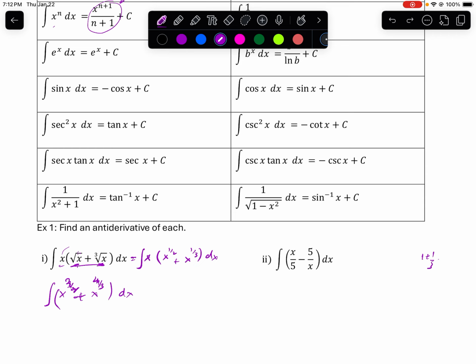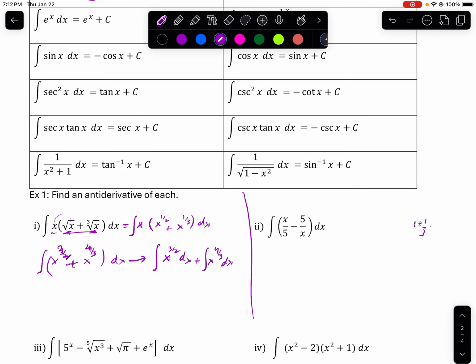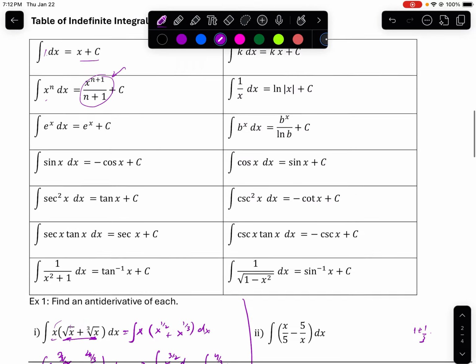And now you can apply one of the properties: this will be equal to the integral of x to the 3/2 dx plus the integral of x to the 4/3 dx. So now we can integrate. Now these two integrals fit somewhere. Where? Here.